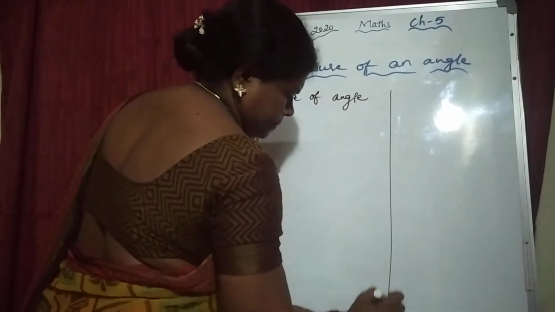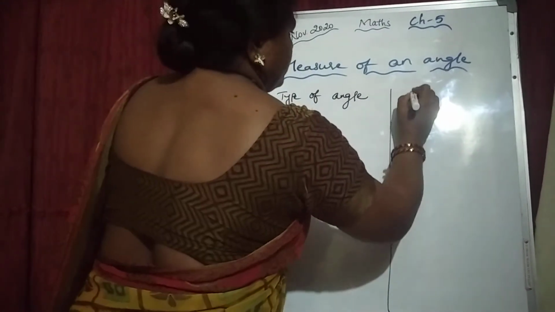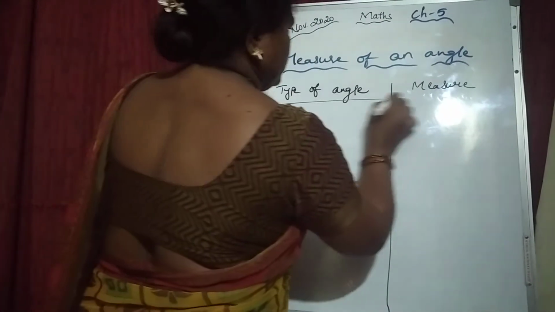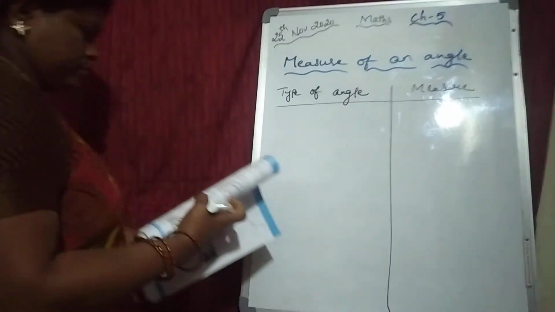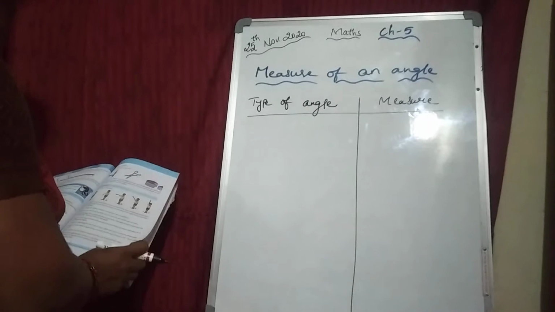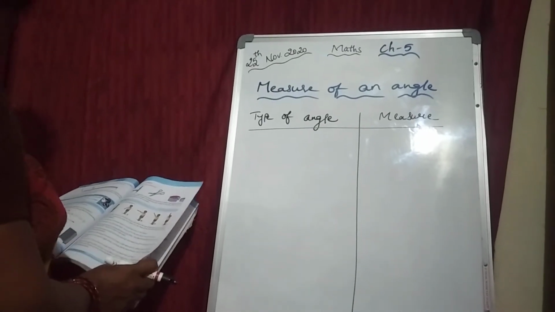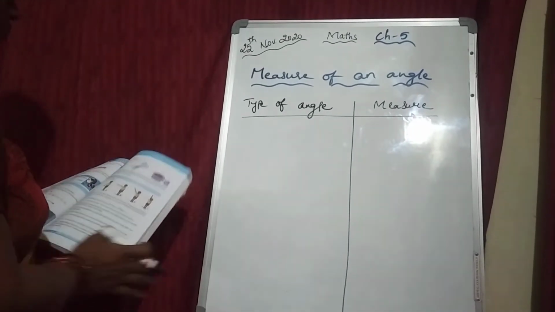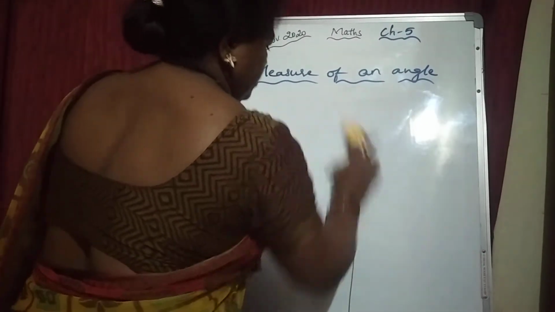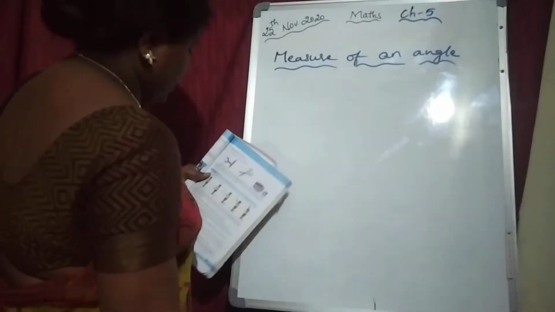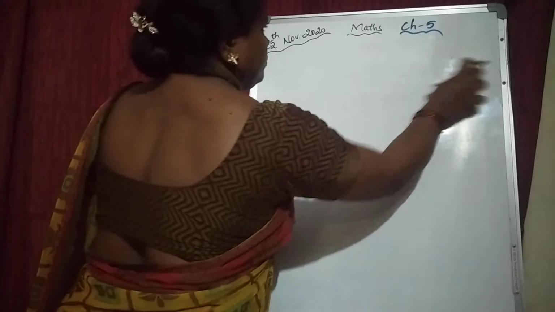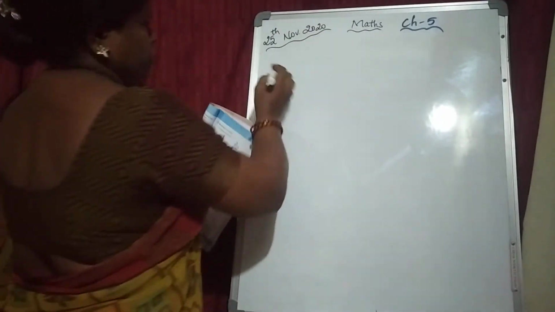Type of angle and the measure. First we will write what is an angle, then we will write the measures of angle. Just copy in the class, children.